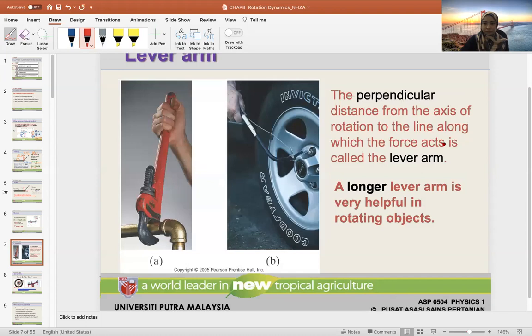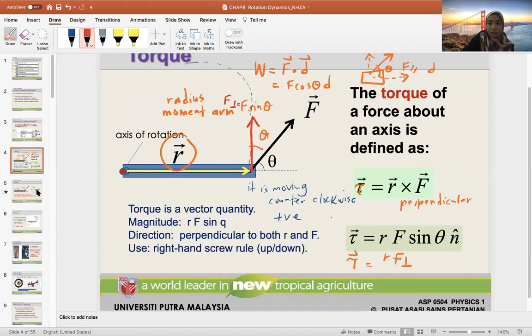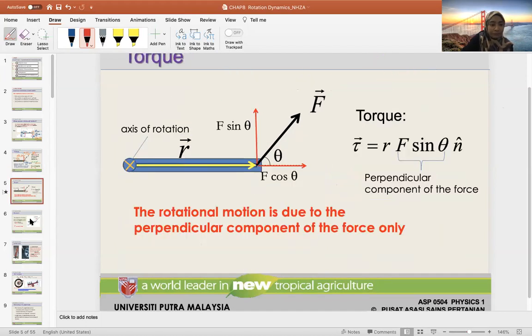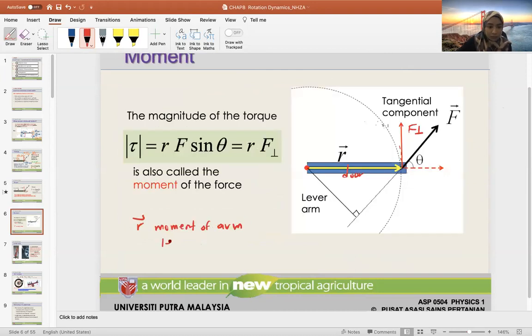Let me skip the name. The perpendicular distance from the axis of rotation to the line along which the force acts is called the lever arm. Tadi saya bagi tahu moment arm, this is another name for it. Lever arm. Tak tahulah kenapa nak banyak-banyak nama. Memang macam ni. So this is also called lever arm, the length to the axis of rotation.